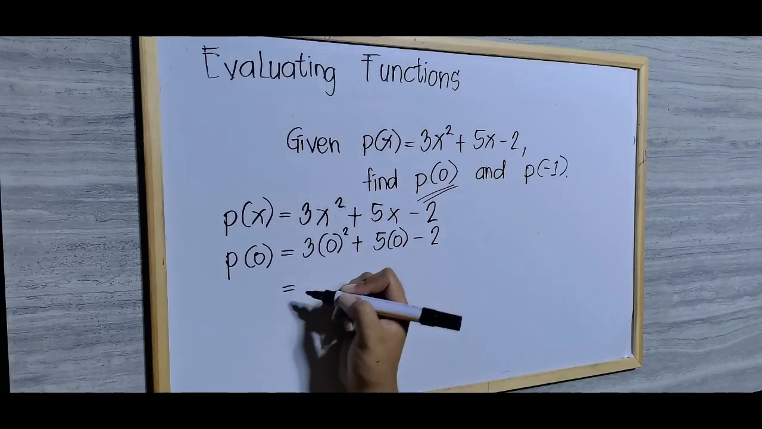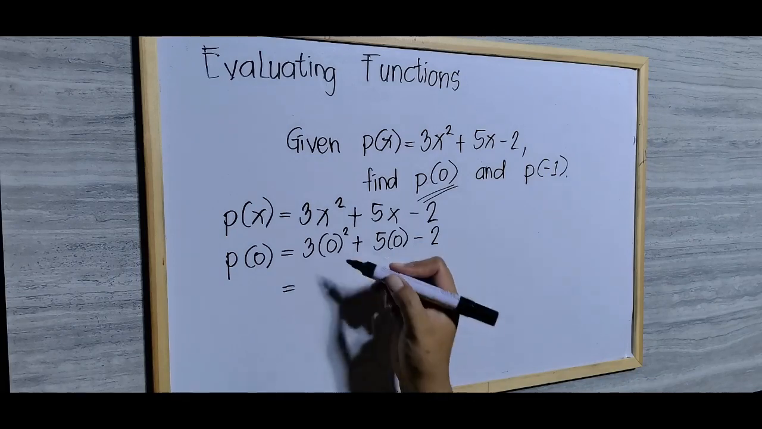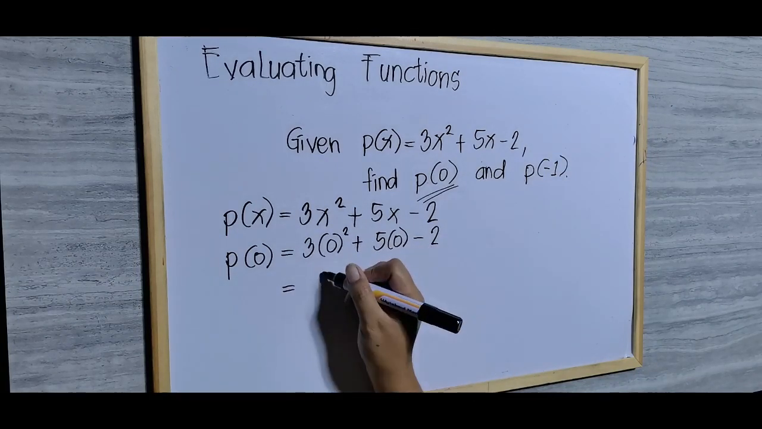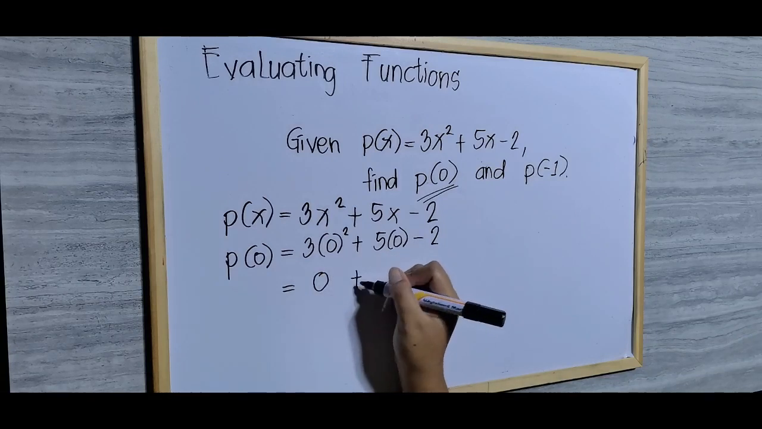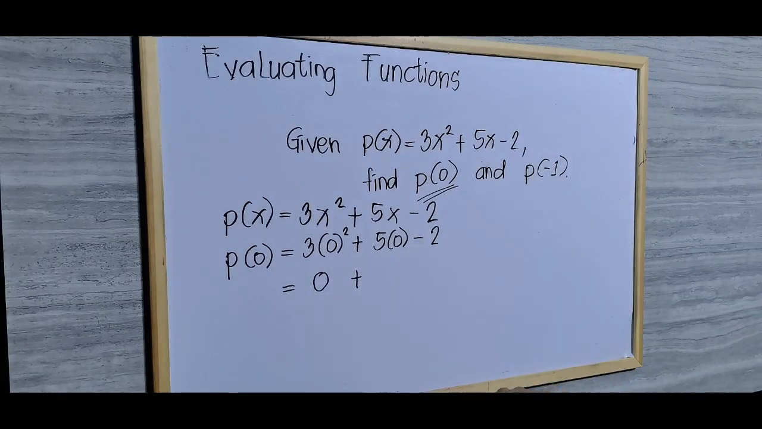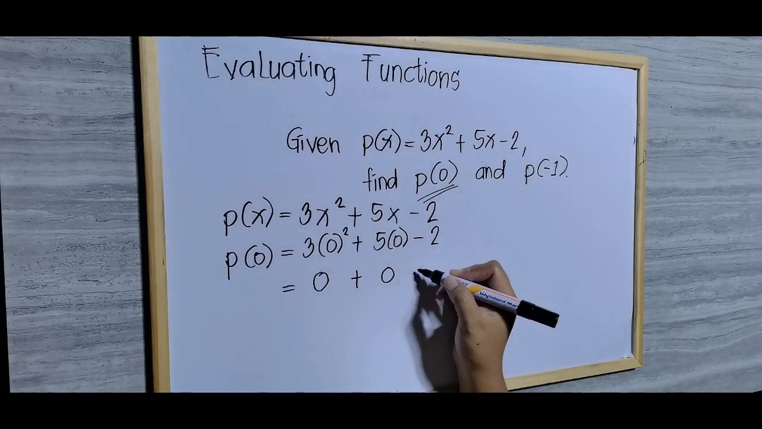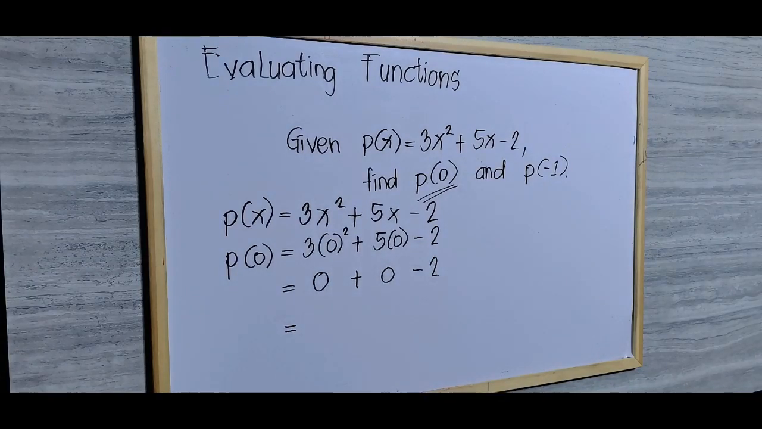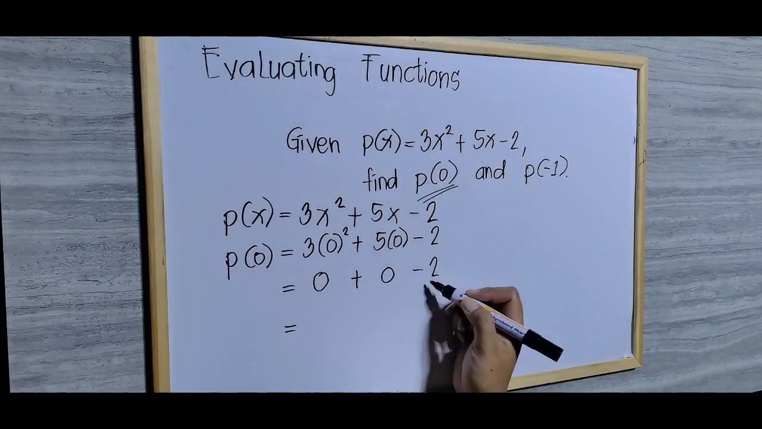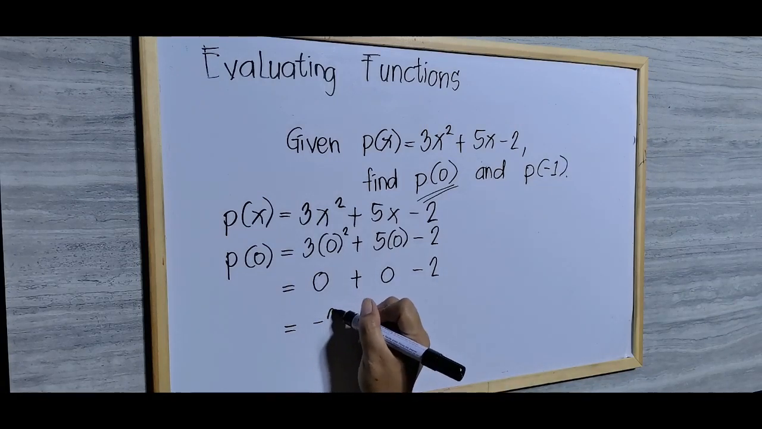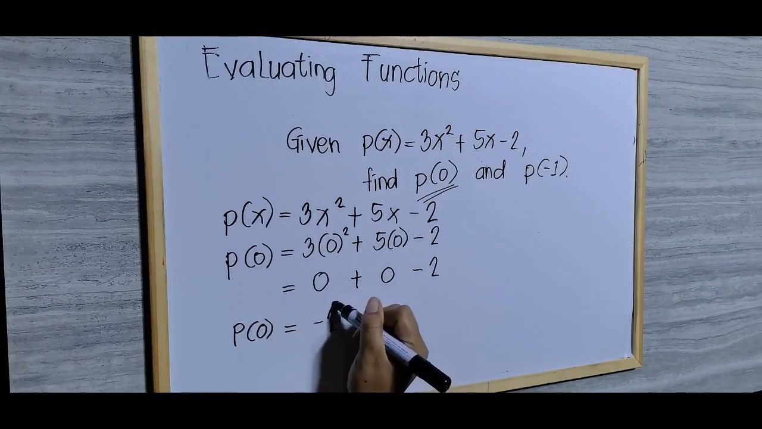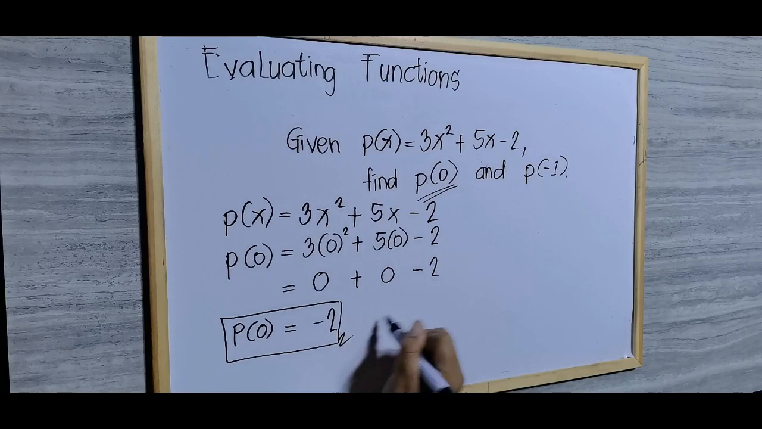Then, perform the indicated operation. 0 squared is 0. Multiplied by 3, we have 0. Plus 5 multiplied by 0 is 0. Minus 2. Then, we now have 0 plus 0 minus 2 is negative 2. Therefore, P of 0 is negative 2.